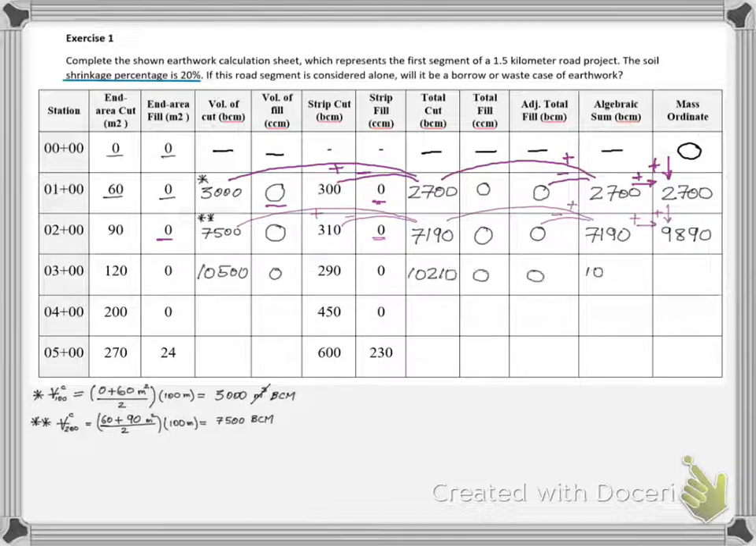Move to the third segment between the third and the fourth stations, still a pure cut segment. Same for the fourth segment. The last station has both cut and fill areas, so we'll see cut and fill volumes for the last segment.